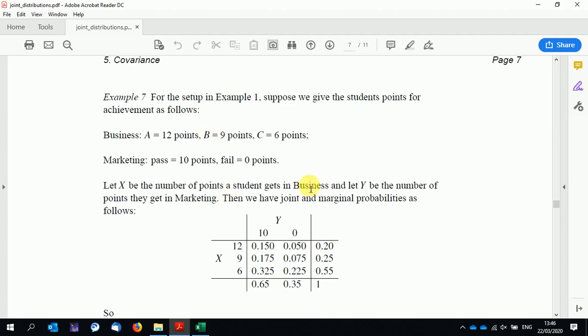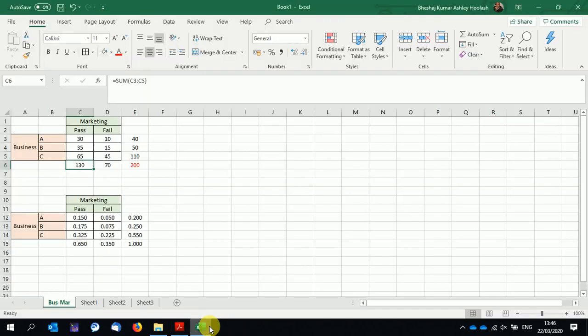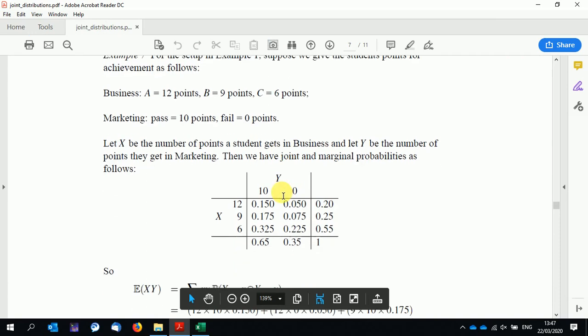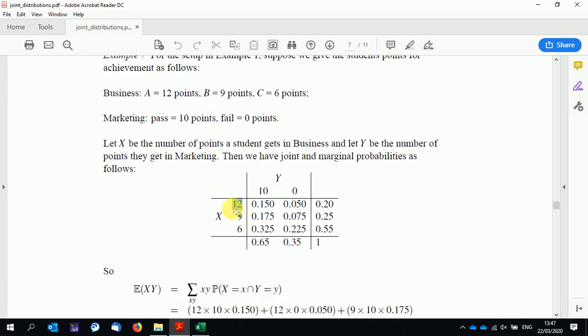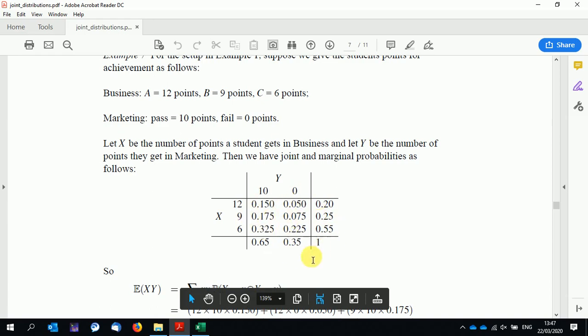One example here could be this one. I'm not going to do that in Excel, so I'm going to stick to this, so you want to follow here. Let's say we associate some point system to the business event, which is known as X now, and the marketing known as Y. So let's associate 12 points to A, 9 points to B, 6 points to C. Let's associate 10 points to passing marketing and 0 points to failing marketing. You know very well how to get these probabilities, so I won't discuss that.